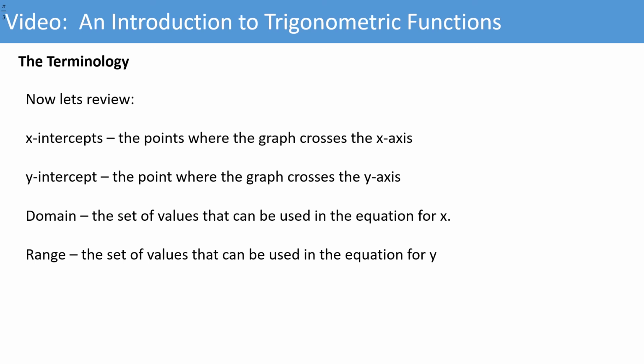The x-intercepts are the points where the graph crosses the x-axis. The y-intercept is the point where the graph crosses the y-axis. The domain is the set of all values that can be used in the equation for x. And the range is the set of values that can be used in the equation for y.